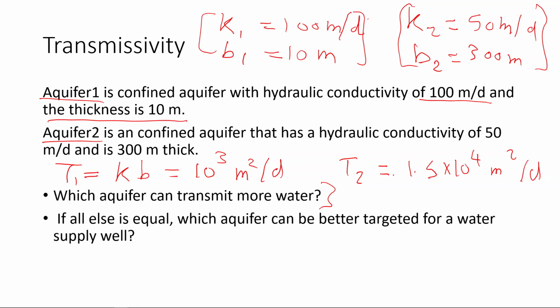So that's an order of magnitude, about 15 times more that this one can transmit, even though it has a lower hydraulic conductivity, because it is thicker. So T2 is higher than T1, which tells us that Aquifer 2 is a better target for a water supply well because it has much higher transmissivity, so it yields greater production and less drawdown. Aquifer 2 will have greater production than Aquifer 1.